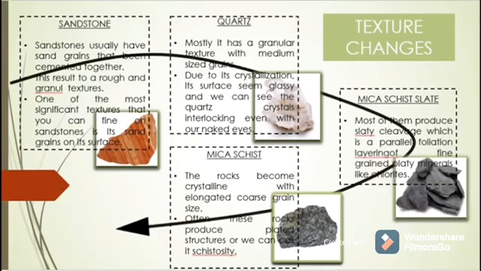And then it becomes mica schist slate. Most of them produce slaty cleavage, which is a parallel foliation layering of fine-grained platy minerals like chlorite. And lastly, as it turns into mica schist, the rocks become crystalline with elongated coarse grain size. Often, these rocks produce platy structures, or we can call it schistosity.